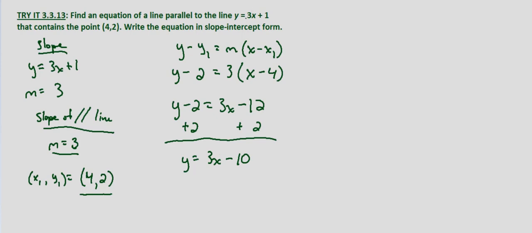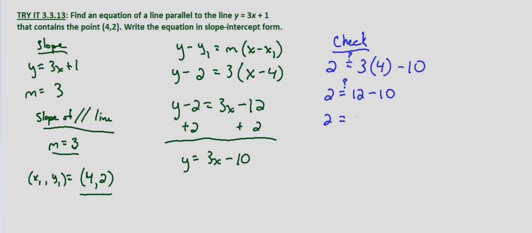So if we want to verify this, we know that the slope is 3, so that's correct in our equation. And just to double check that we didn't make any mistakes, you can always substitute back in. Does 2, the y value of our given point, equal 3 times the x value, 4, minus 10? Does 2 equal 12 minus 10? And we do get 2 equals 2, which verifies we found the correct equation for a line that is parallel to y equals 3x plus 1 and contains the point (4, 2). And that equation is y equals 3x minus 10.